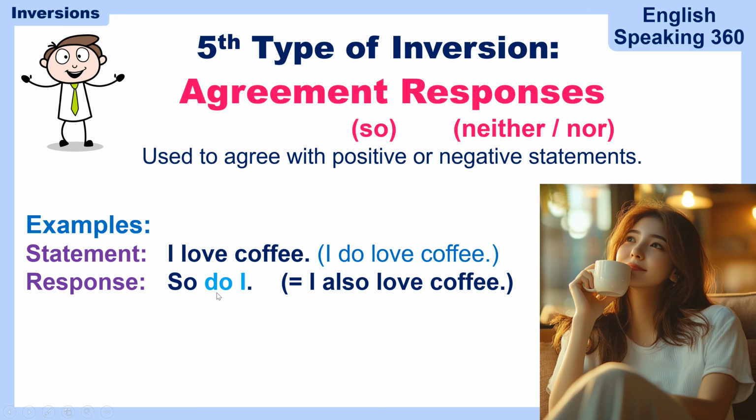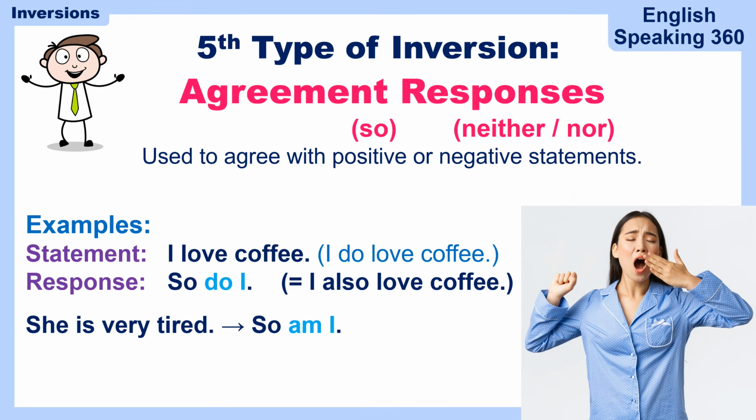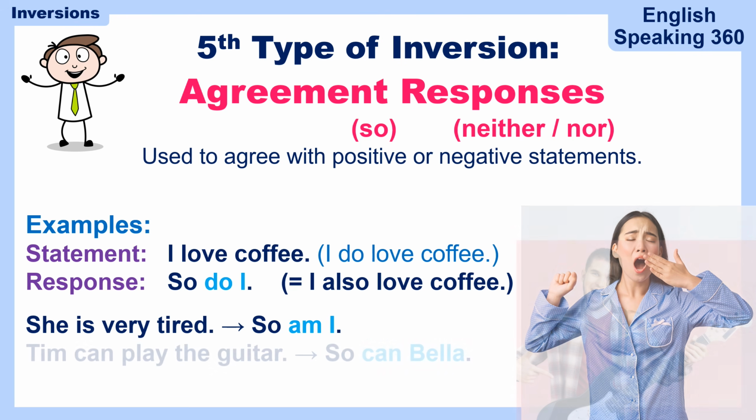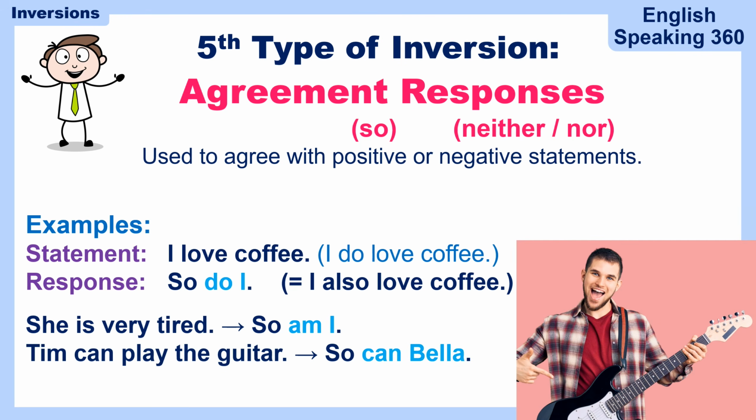Why do we use "do" here? Because the auxiliary here is do. You cannot say "so love I." It does not work. You need more practice. She's very tired. So am I. She is very tired, so be is the verb and the auxiliary here. So am I.